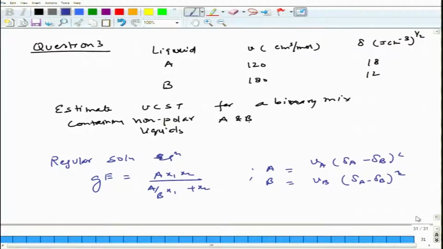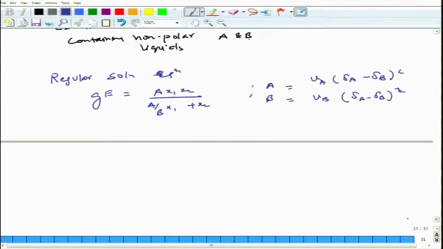Okay, so what would be A? If I plug in the expression from the table, it turns out to be 4320 joules per mole, and for the case of B, it turns out to be 6480 joules per mole. Okay.